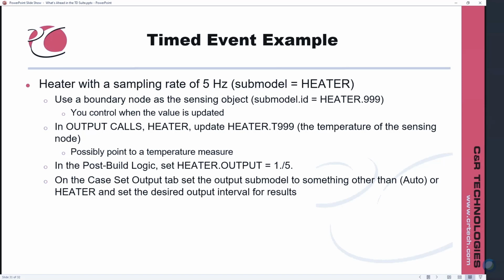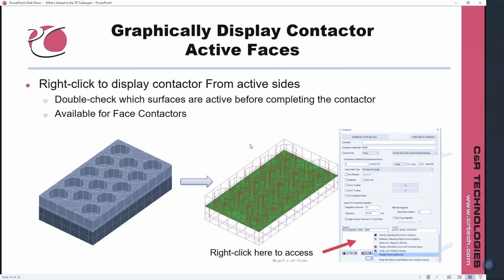Then in the post-build logic, you'll set heater.output, so heater is the submodel name, to 1/5. And then on the case set output tab, you'll make sure that the output is not auto and it's not heater. It could be anything else. It could be main if you have objects in submodel main and you're building it. So that's pretty much how you would set up the timed event.